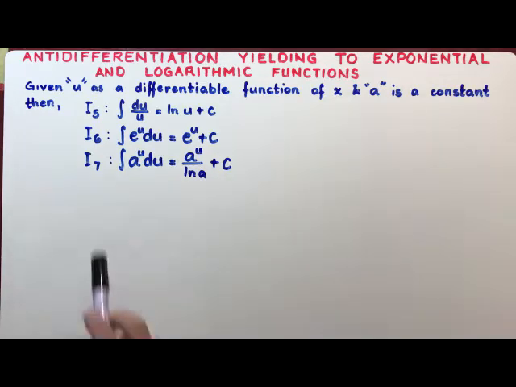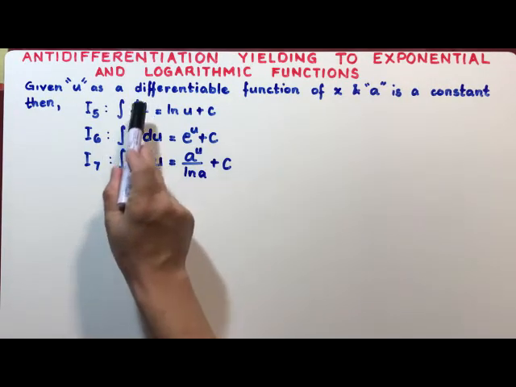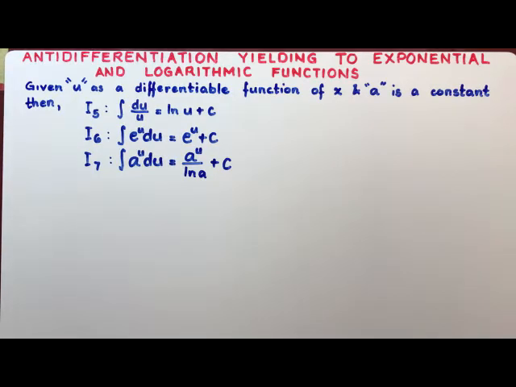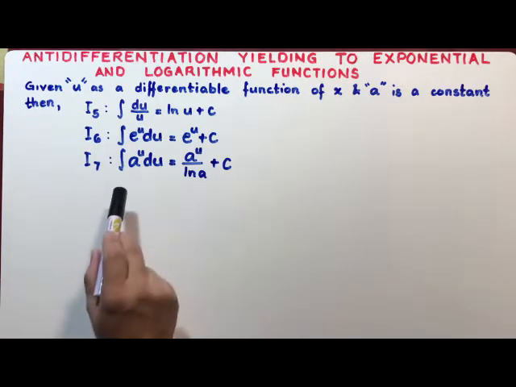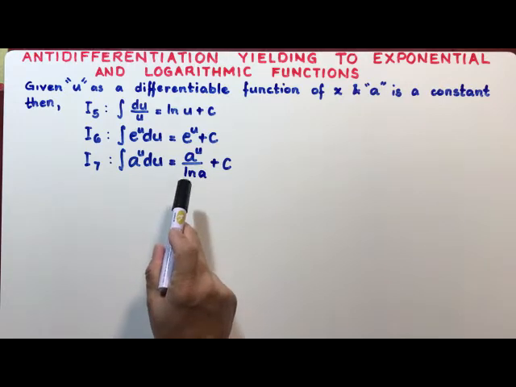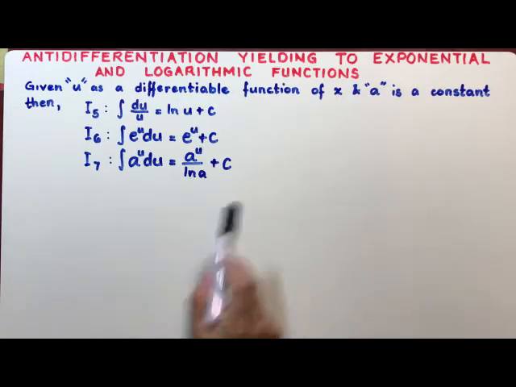be used. Integral formula number 5. The integral of du over u is equal to the natural log of u plus c, the constant of integration. Integration formula number 6 states that the integral of e to the power u du is equal to e to the power u plus c. And the 7th integration formula is the integral of a to the power u du is equal to a to the power of u divided by the natural log of a plus c.